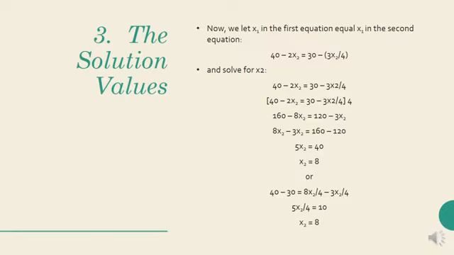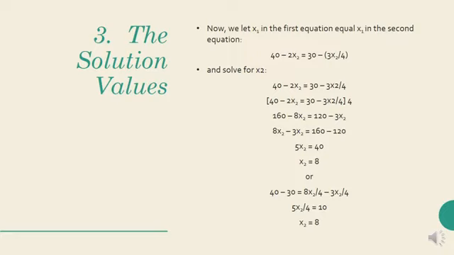So, 40 minus 2x2 is equal to 30 minus 3x2 divided by 4. Kasi may 4 dun sa dulo. So, ang gawin natin para mawala yung 4 sa baba, i-multiply natin ng 4 yung lahat ng equation. Okay? So, 40 times 4 is 160. 4 times negative 2x2 is negative 8x2. 30 times 4 is 120. So, para mawala yung 4 sa baba, kaya naging negative 3x2 na lang.